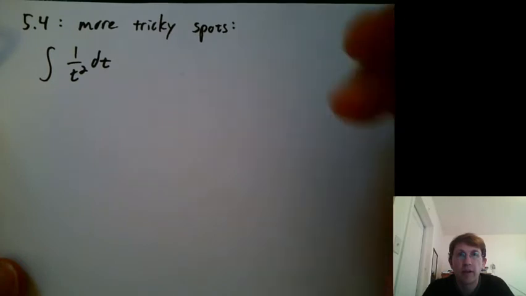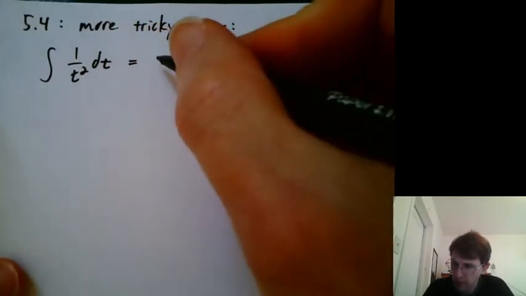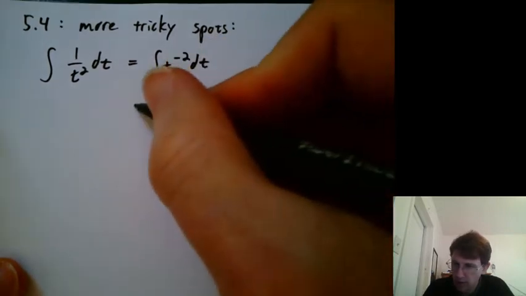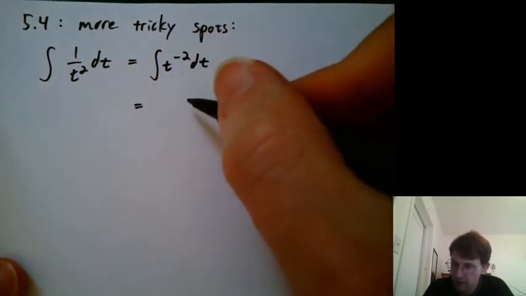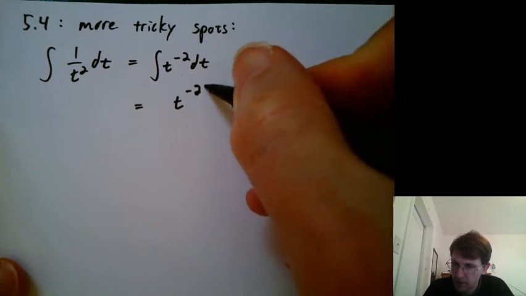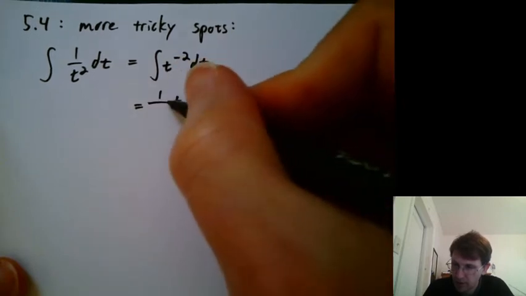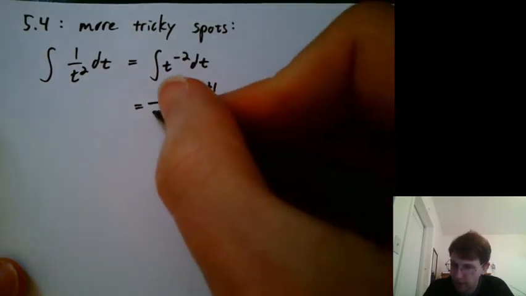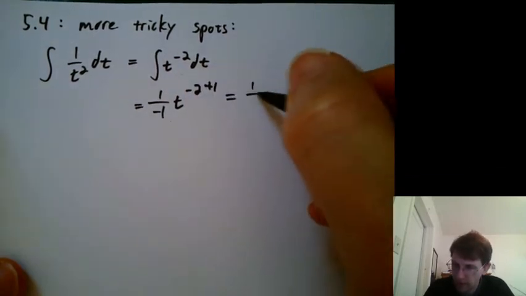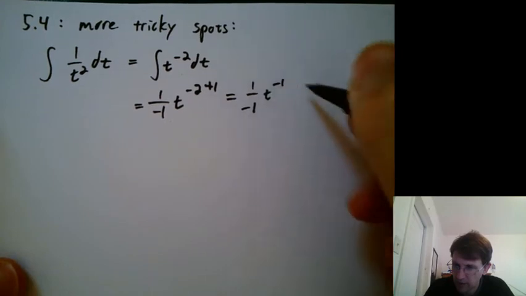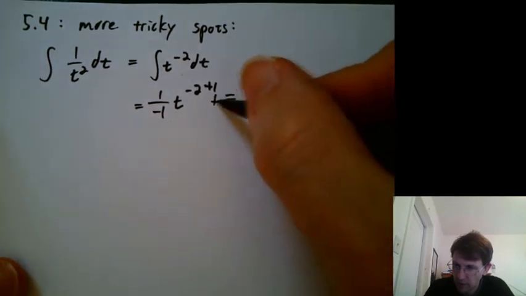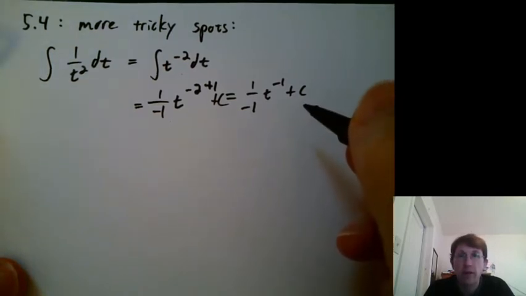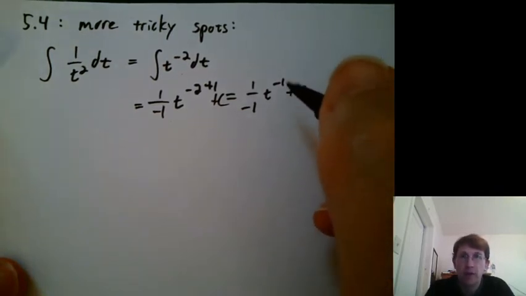What do you think? Well, what I would do is rewrite it as t to the negative 2 dt, and then the integral of t to the negative 2 is t to the negative 2 plus 1, and 1 over whatever we just wrote. What is negative 2 plus 1? It's negative 1. So we're getting 1 over negative 1 t to the negative 1. We'll throw in our plus c. So that's the good way to do it. And you can check that by taking the derivative.